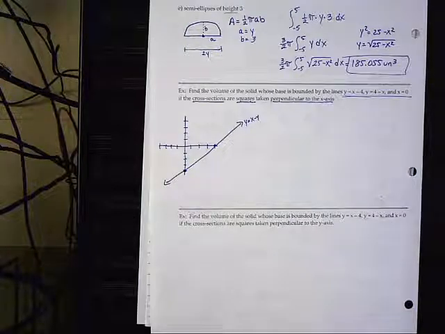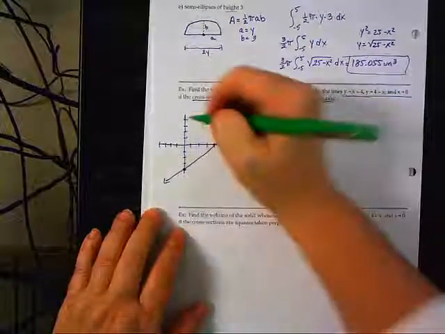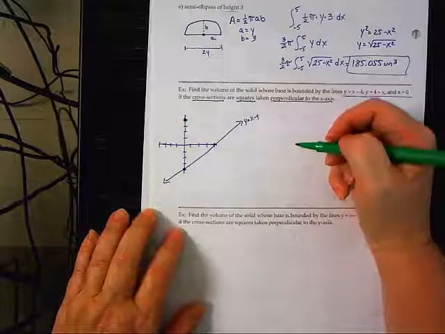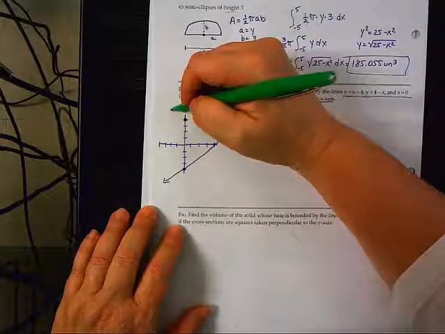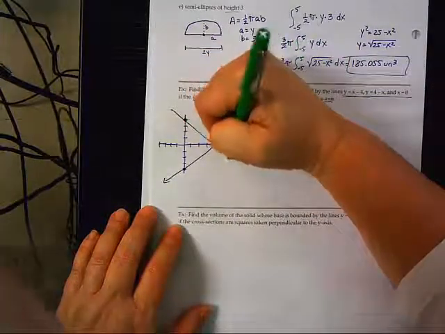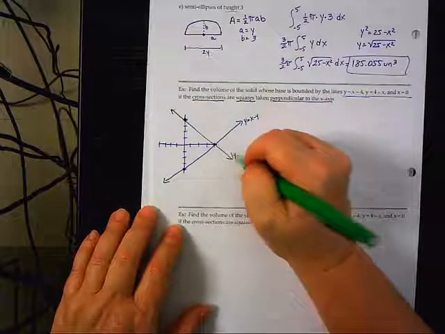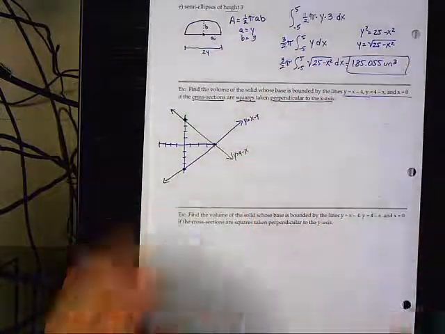Then the next line is 4 minus x. How is it going to look different? It's going to be the reverse. It's going to go through the point 0, 4. Come down and go through this point down here. 4 minus x.